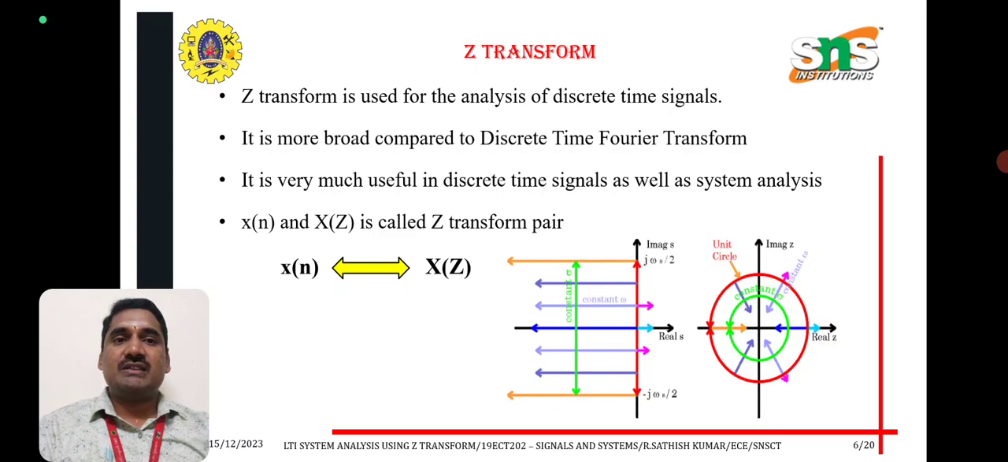Next one, we can see the Z transform. Z transform is used for analysis of discrete time signals. It is more broad compared to discrete time Fourier transform. It is very useful in discrete time systems as well as system analysis. x of n and x of z form the Z transform pair. When we give x of n, the Z transform of x of n is nothing but your x of z. x of n and x of z is called the Z transform pair. This is the ROC of your Z transform.